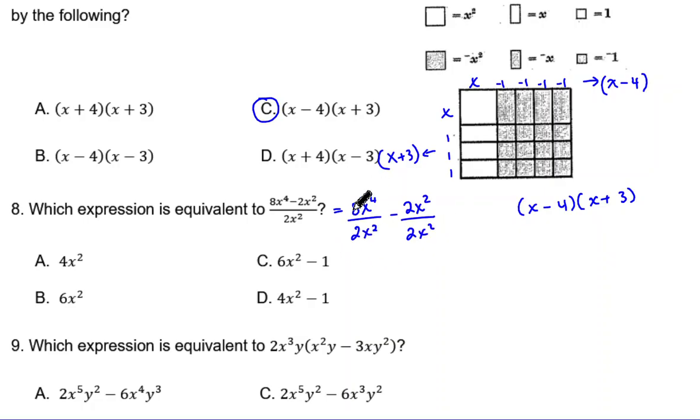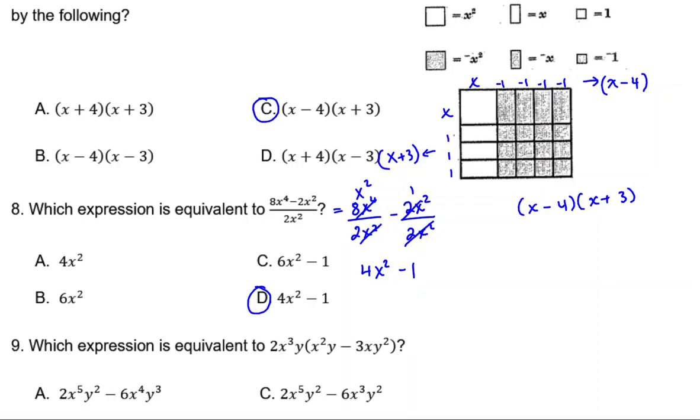So this one, 8 divided by 2 is 4. And then if I take out an x here, take out an x here, that's x squared. So that's 4x squared. And then here, I'll put the minus, 2x squared divided by 2x squared, they cancel each other out, but it's actually equal to 1. So you have to keep that 1 there. It's actually D, 4x squared minus 1.